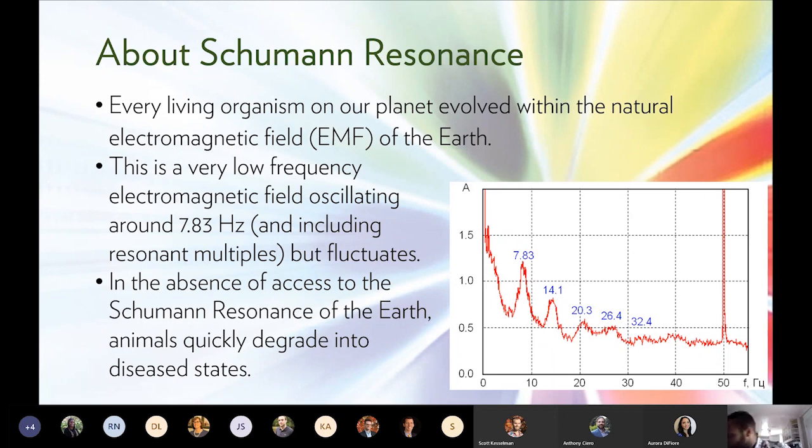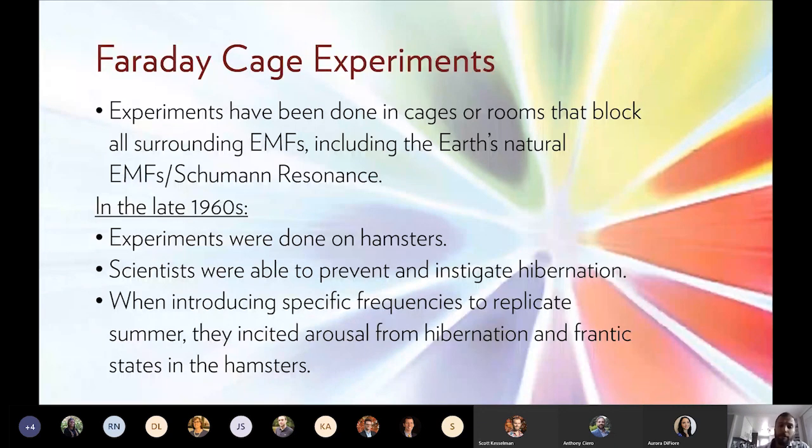In the absence of Schumann resonance, animals degrade quickly into disease states. There were experiments done in the late 60s on this, some on hamsters.